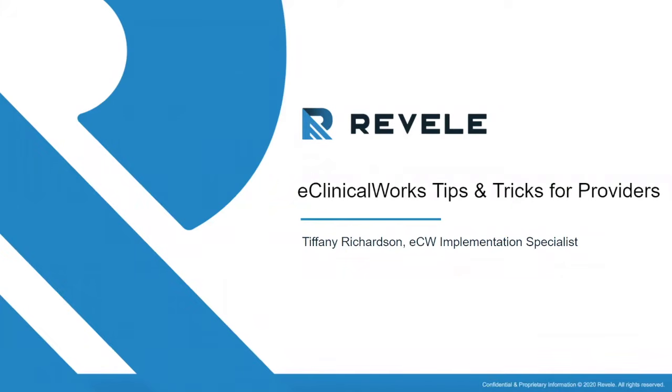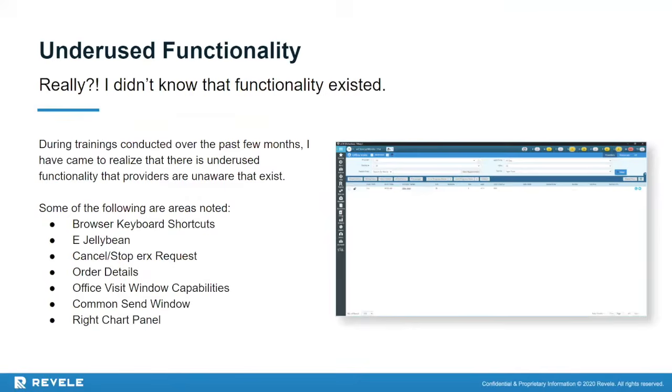I'm an ECW implementation specialist for Revell, and today I'm going to review the eClinicalWorks tips and tricks for providers. So, some underused functionality. Often I hear, really, I didn't know that functionality existed. During trainings conducted over the past few months, I've come to realize that there's underused functionality that providers are unaware exists. Some of the areas we're going to review today are the browser keyboard shortcuts, the E-Jelly Bean, cancel stop ERX request, order details window, the office window capabilities, common send window, and the right chart panel.